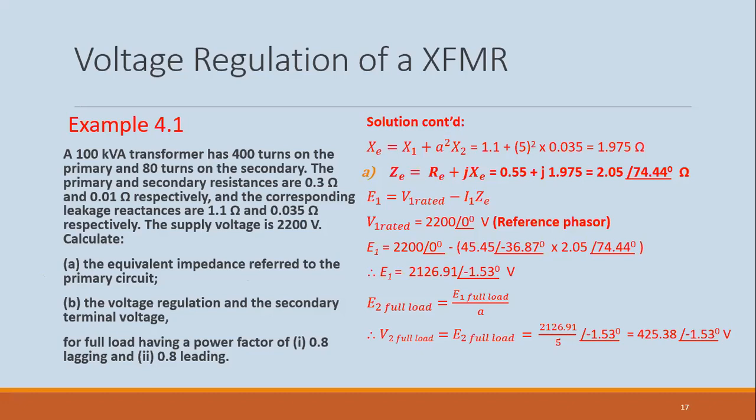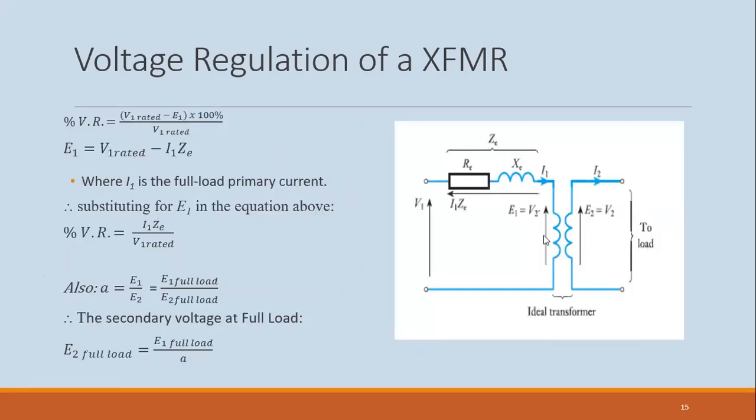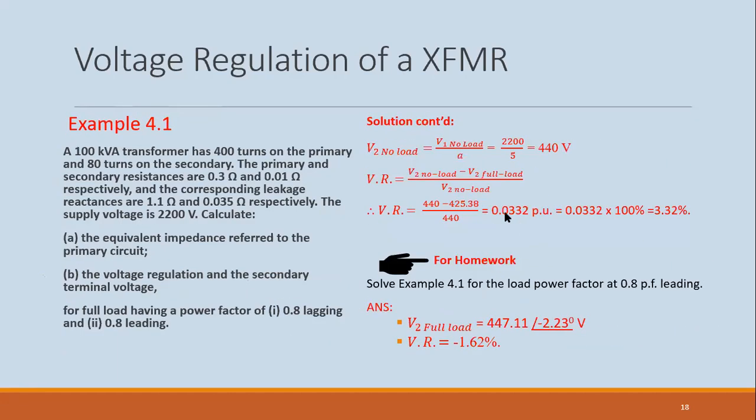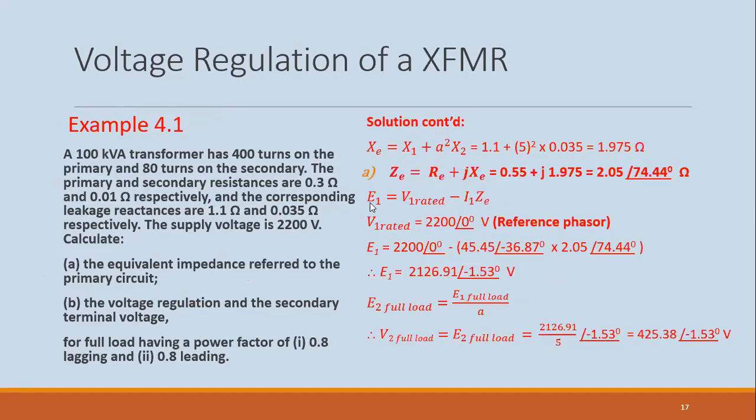Right. So remember, you want to find the voltage across the winding. So that is E1. So we want to find this voltage, and basically that is given by this formula.